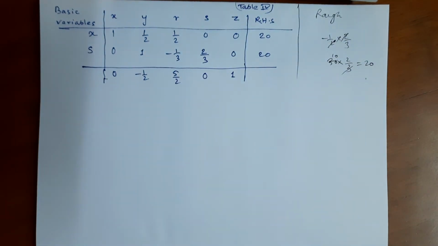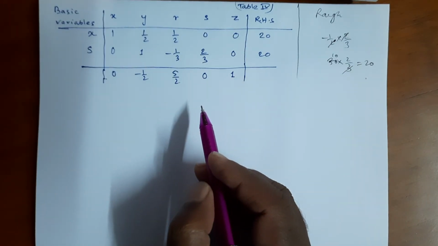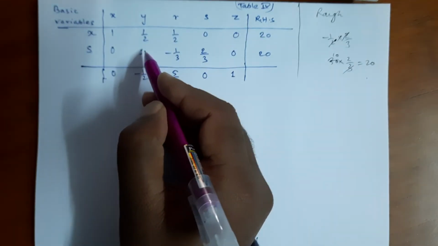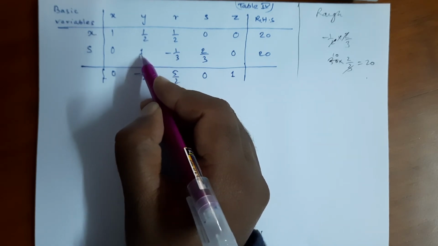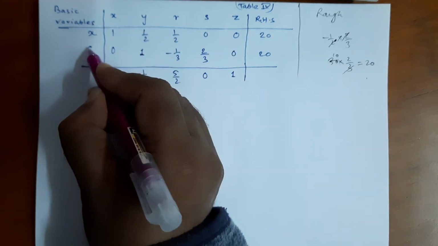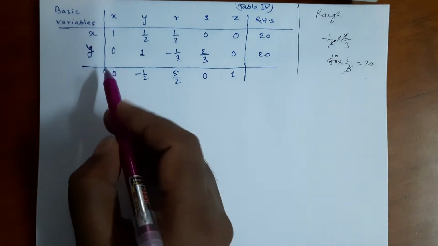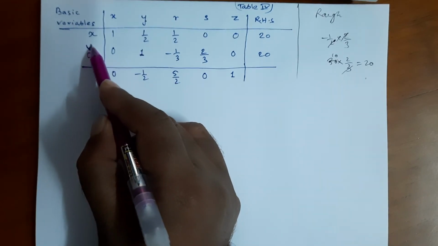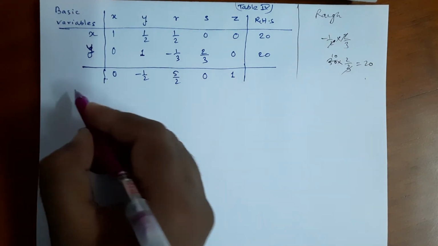And now our next work is to make the entries 0 except this pivot element. So here this y is the entering variable, so we write here y, this y enters, and this other variable s will leave. When it becomes 1 here, then this becomes the entering variable here.